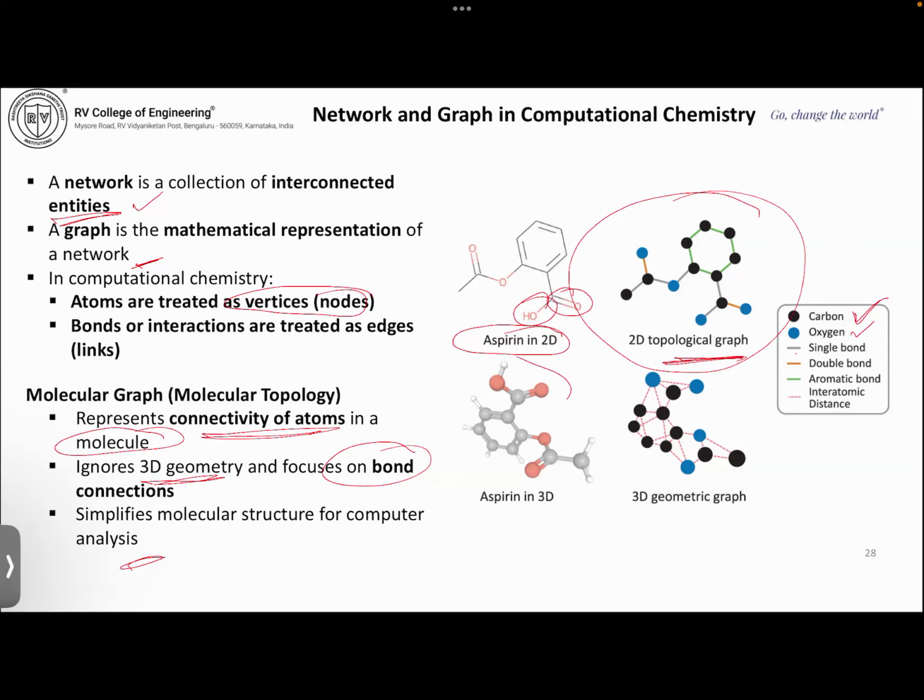Similarly, this is aspirin in 3D structure, three-dimensional. The 3D geometrical graph is represented like this. It shows how closely the atoms are arranged, with dotted lines representing the 3D space.